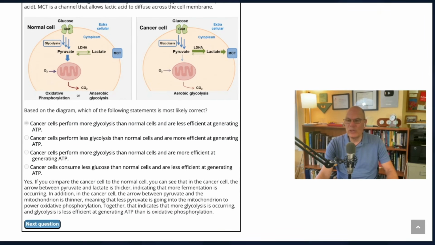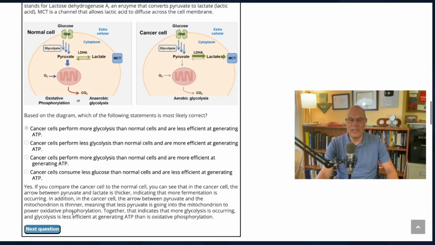If you compare the cancer cell to the normal cell, you can see that in the cancer cell, the arrow between pyruvate and lactate is thicker, indicating that more fermentation is occurring. In addition, in the cancer cell, the arrow between pyruvate and the mitochondrion is thinner, meaning that less pyruvate is going into the mitochondrion to power oxidative phosphorylation. Together, that indicates that more glycolysis is occurring and glycolysis is less efficient at generating ATP.